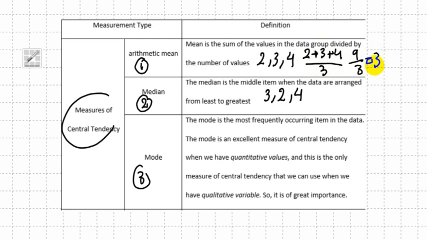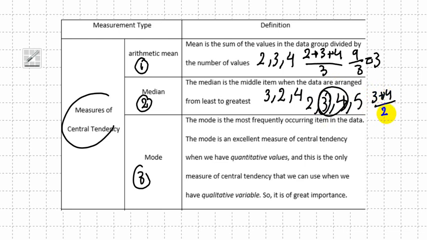Now, the median. The median is the middle item when the data are arranged from least to greatest. If we have data like this, the first step is to arrange the data from least to greatest: 2, 3, and 4. Now, how can we find the median? The median is the value exactly in the middle. If we have one more value here, how can we find the median? Where is the value in the middle? In this case we have two values in the middle. To find the median, you add them and divide by 2: 3 plus 4 divided by 2.